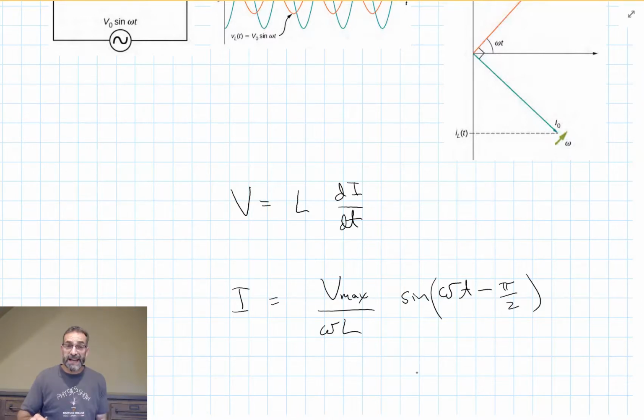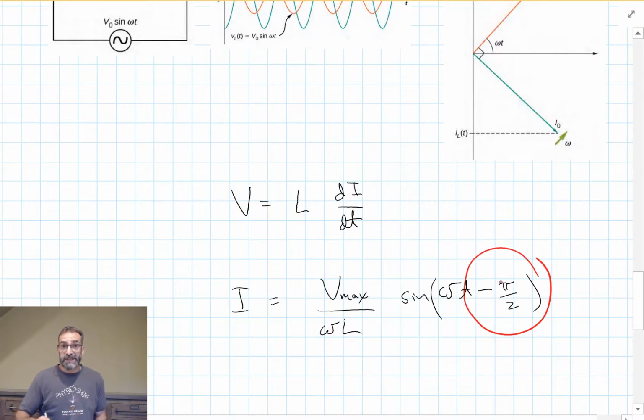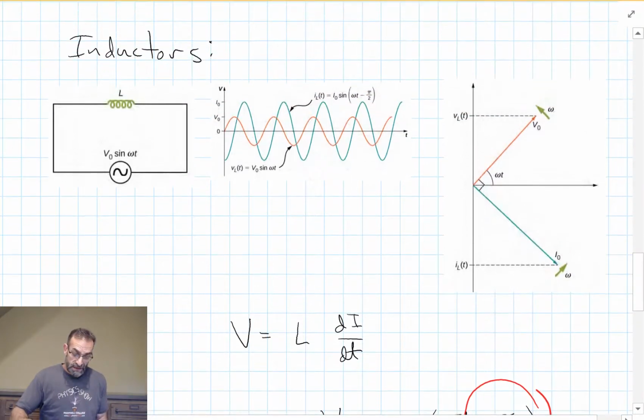Using the identity from earlier to get from cosine back to sine gets us to this point. The current is V maximum over omega L times sine of omega t minus pi over 2. So for the inductor, we say it lags the voltage. The current and the voltage hit their maximum values at different times, but the current is behind the voltage this time. In the capacitive circuit, it was ahead.